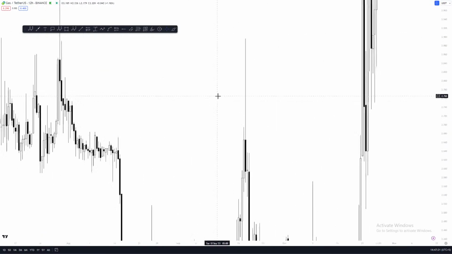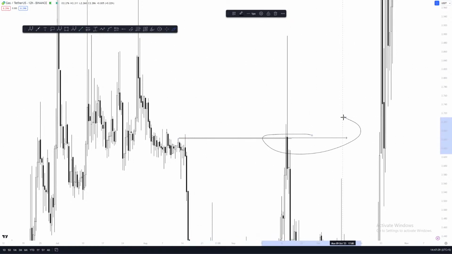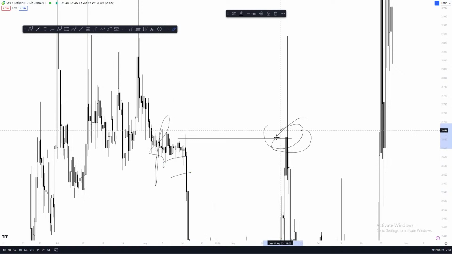Let's see. You have to be careful with these types of breaks of structure. Sometimes the price just makes a high and the structure is not shifted, and you can get liquidated if you just move with this one. So remember that whenever you're trading something, first of all you have to analyze it, and whenever you're analyzing it, analyze it properly.